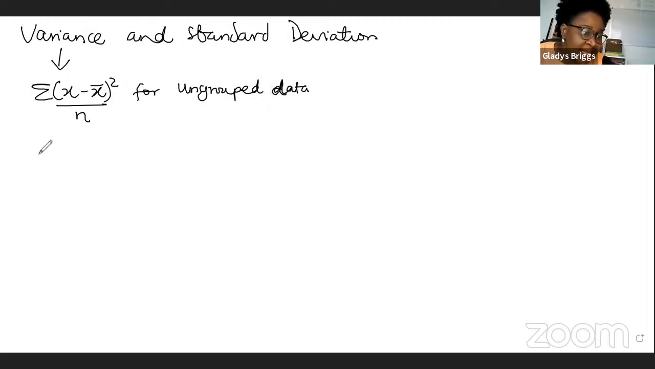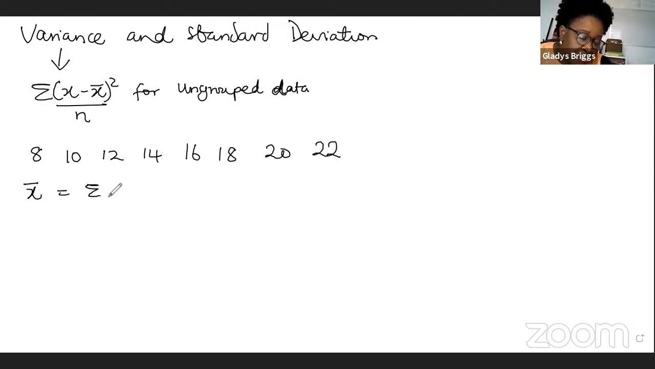So let's say you have this data here. You have 8, 10, 12, 14, 16, 18, 20, and 22. The first thing you want to do is work out your x bar, and that's equal to sigma x over n. 8 plus 10 plus 12 plus 14 and so on, divided by 8 values. It's 120 over 8. You can check that for me if you want to, okay? And that's going to give you 15.